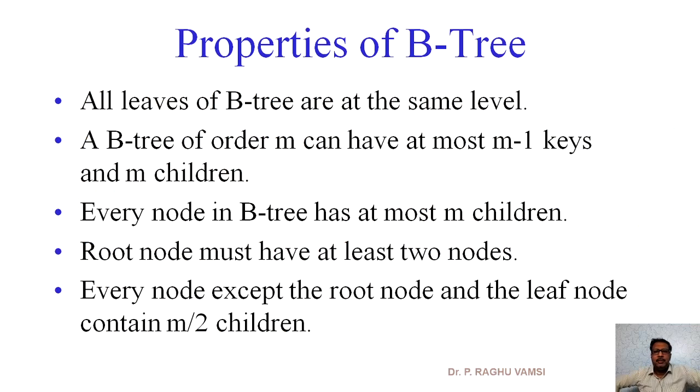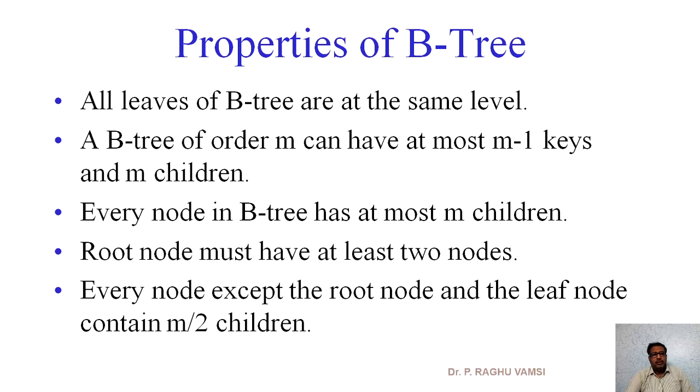Let's see the B tree properties first. First we'll understand the B tree properties as we have discussed in the last two lectures. All leaves of the B tree are at the same level. A B tree of order M can have at most M minus 1 keys and M children. That means any node can have at most M minus 1 keys and M children for every node. Every node in a B tree has at most M children.